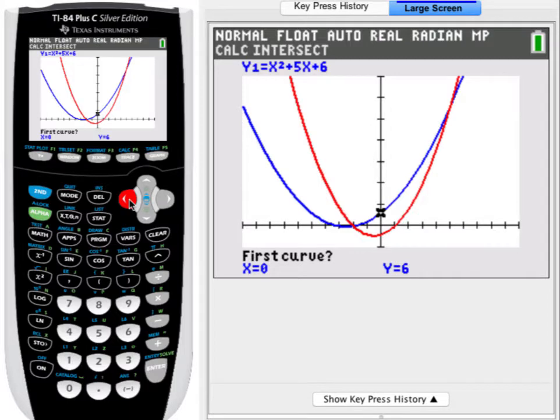Push enter. Now first curve, you move it close to the intersection point you're looking for, then push enter. You don't want it on it, but you want it close to it. And then just enter 2 more times. And it shows me my intersection point is -2, 0, which matches what I found algebraically.